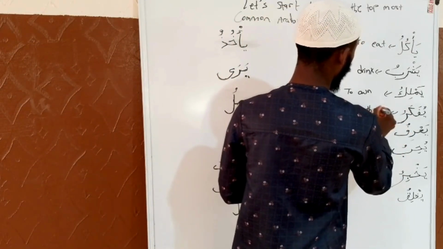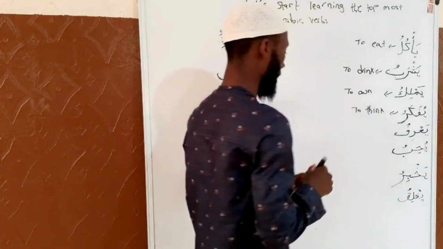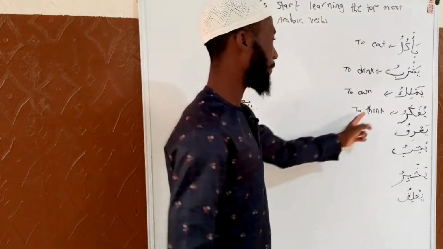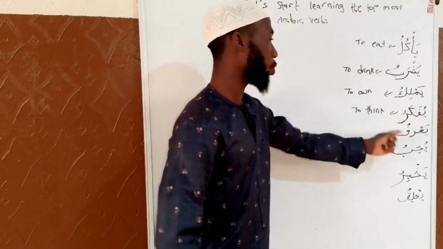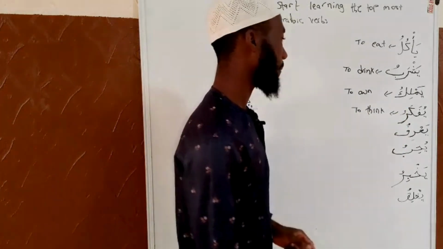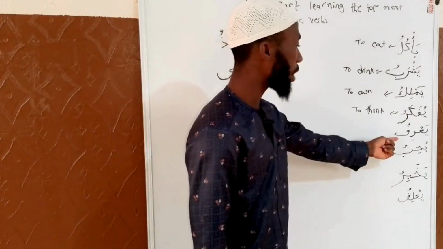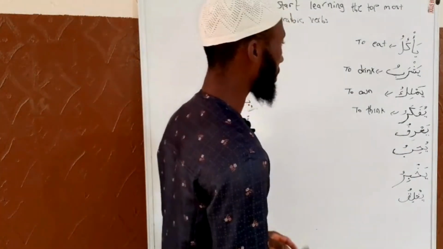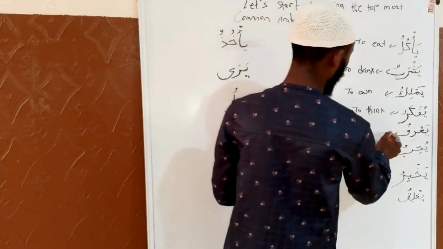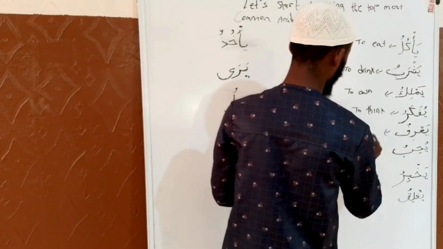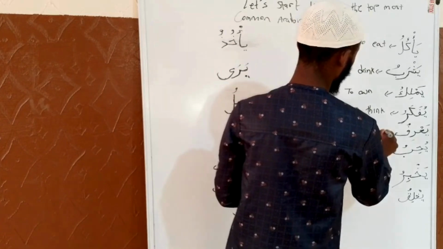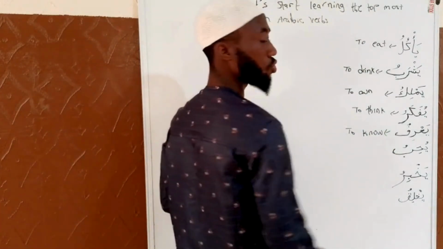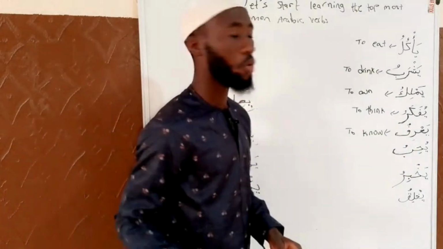That's another Arabic verb. Yufakiru, that's what? To think. Then we have the next one. We have ya'rifu. Ya'rifu, that's what? Ya'rifu, that's to know. Ya'rifu, to know.